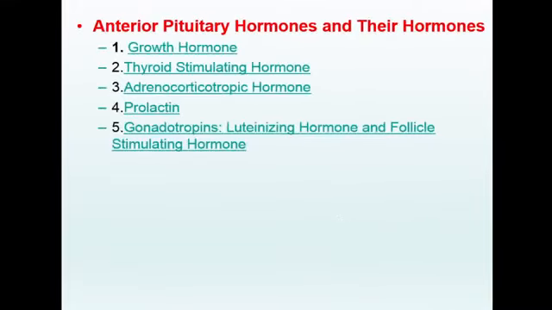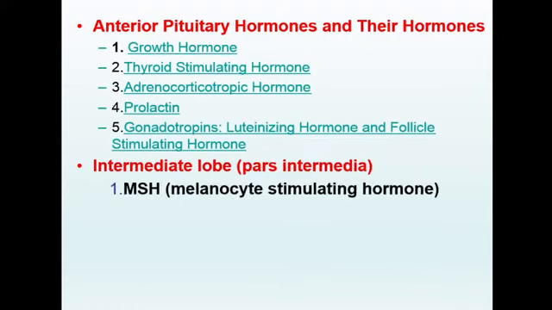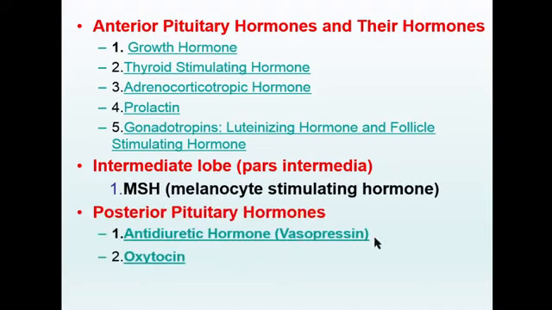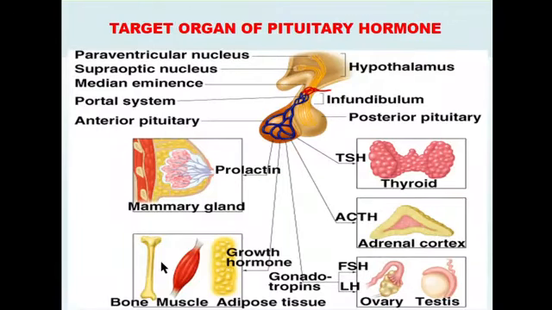Pituitary hormones. It's a special part of our brain, and usually we divide the pituitary into 3 lobes: anterior pituitary, intermediate lobe, and posterior pituitary, and different hormones are produced in these different lobes. In the anterior pituitary, you produce growth hormone, thyroid stimulating hormone, TSH, adrenocorticotropic hormone, ACTH, prolactin, and gonadotropins. In the intermediate lobe, melanocyte stimulating hormone, and in the posterior pituitary, 2 hormones are produced: vasopressin, or ADH, antidiuretic hormone, and oxytocin.